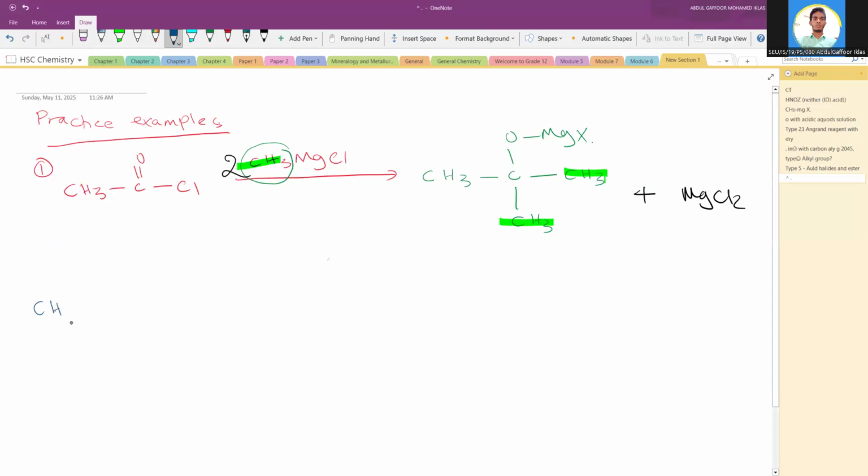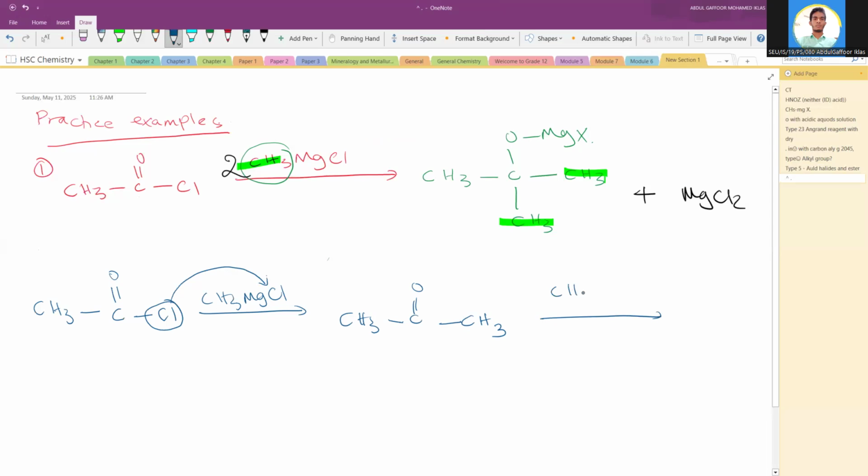So let's say we have CH3, C double bond O, Cl, right? First we put 1 mole of CH3MgCl. What will happen? This Cl will come and join with the MgCl to produce CH3 C double bond O CH3, right? Is that clear?